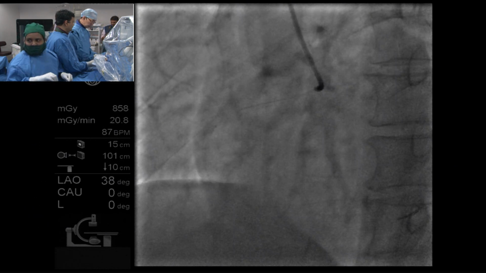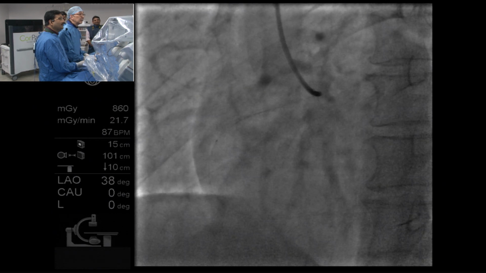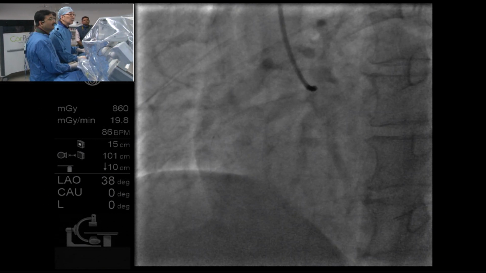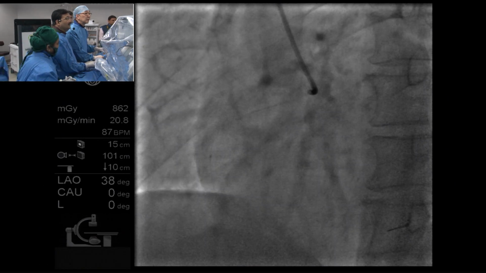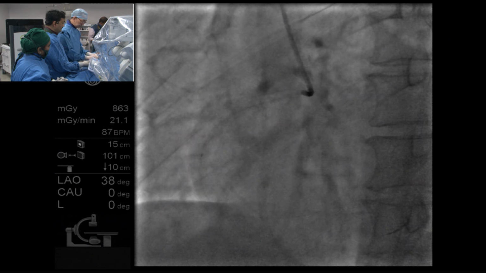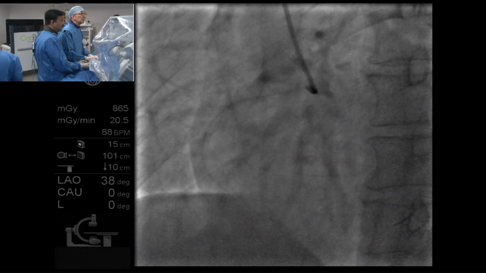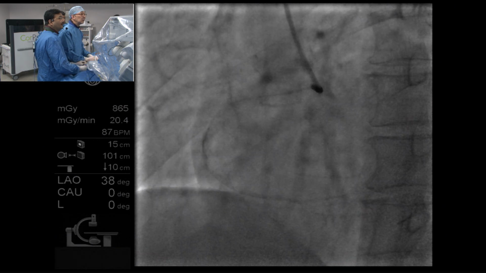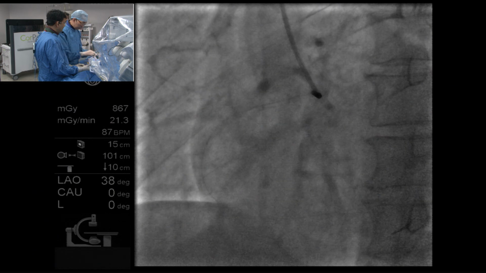Your wire is giving a lot of support. It has gone very deep down. Now it's not going down smoothly. Where is it? This one is not moving at all.